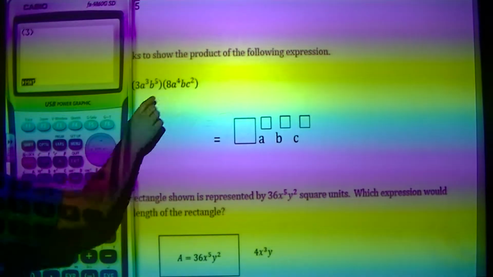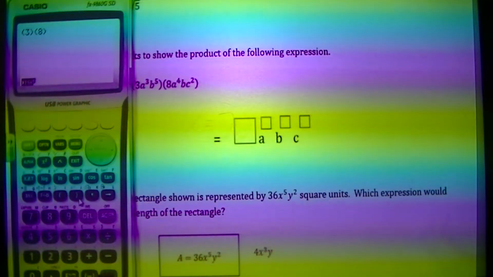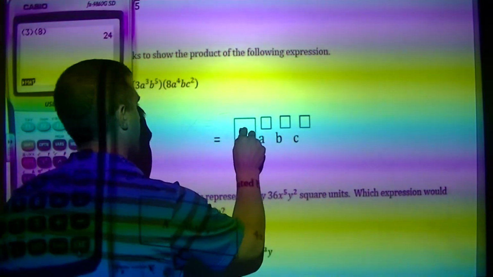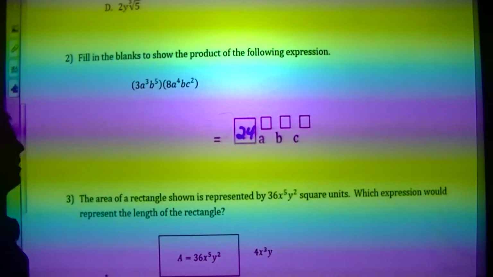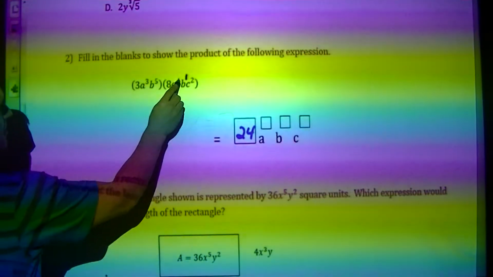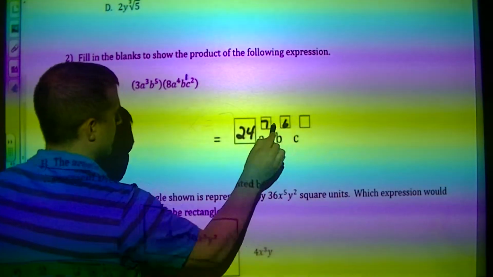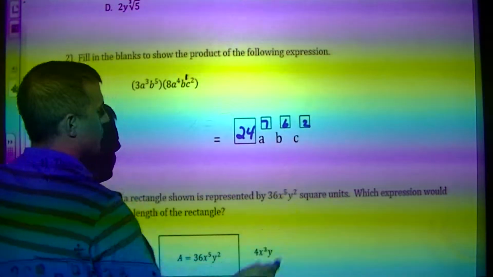Okay, 3, I'm going to drop all the variables for right now. So I get 24. It's going to go here. I'm going to put in that 1 there. I'm going to add the 3 and the 4, which would be 7. The 5 and the 1, which would be a 6. And C only has 2, so it's going to be 2.